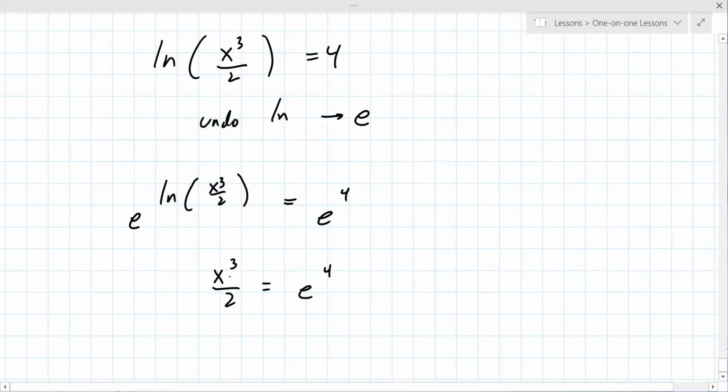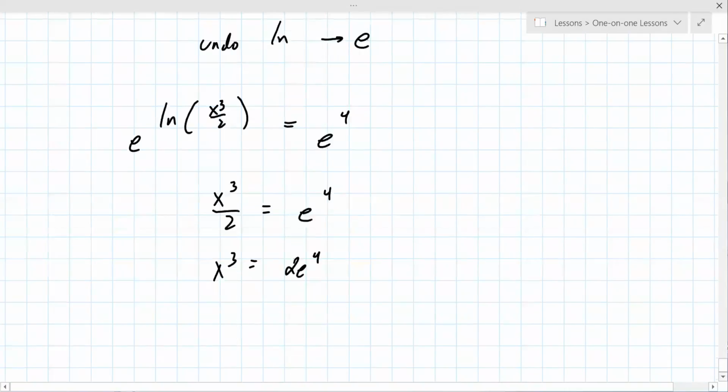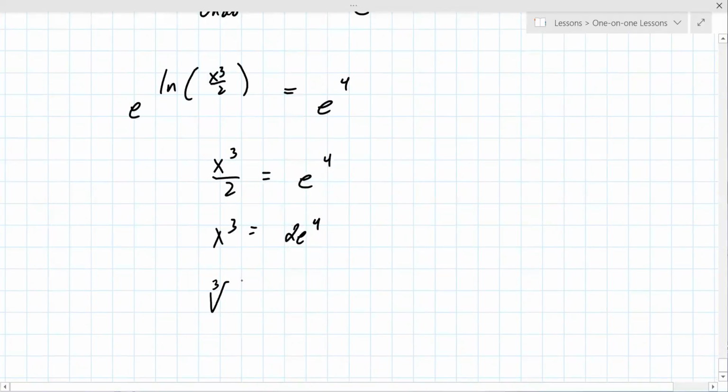So you're multiplying by 2. So you have x cubed equals 2e to the 4th. And then you undo cube with a cube root. So you have x equals the cube root of 2e to the 4th.